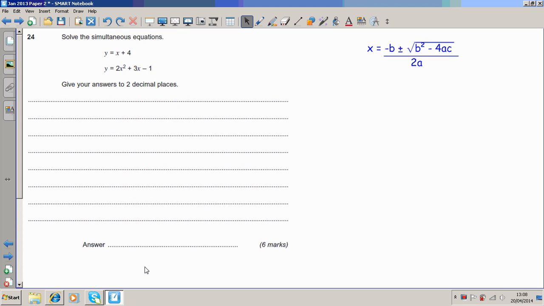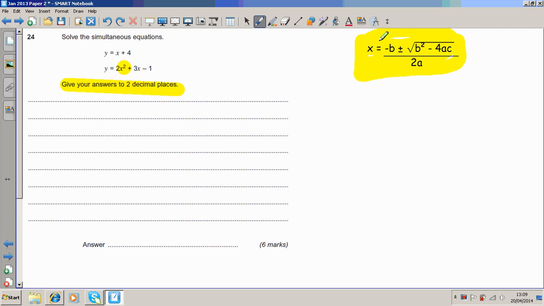Okay, we're nearly there. 24. Simultaneous equations. Give your answers to 2 decimal places. Right, for me, as soon as you see that there's a quadratic involved, and the question says give your answers to 2 decimal places, it means that you're going to need the rule that I've already put up here. You're going to need your quadratic formula.